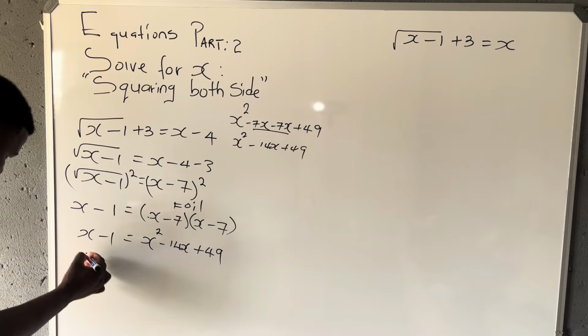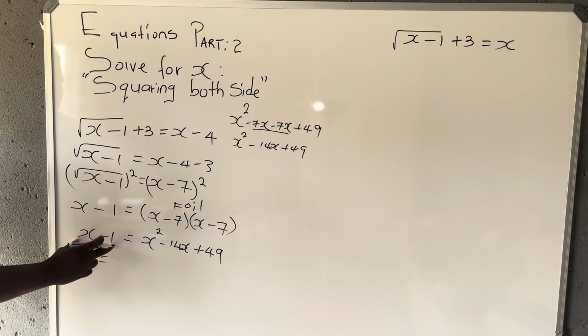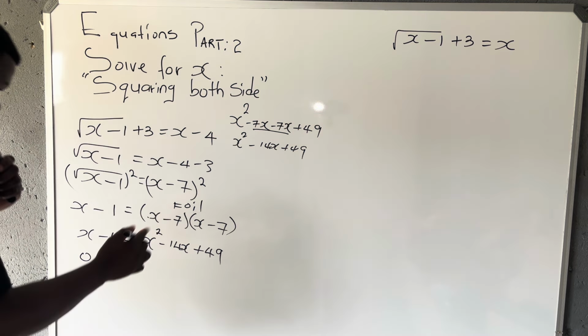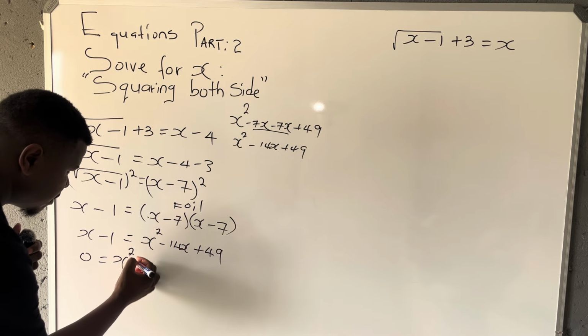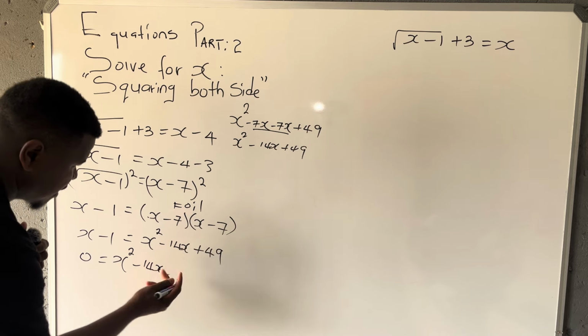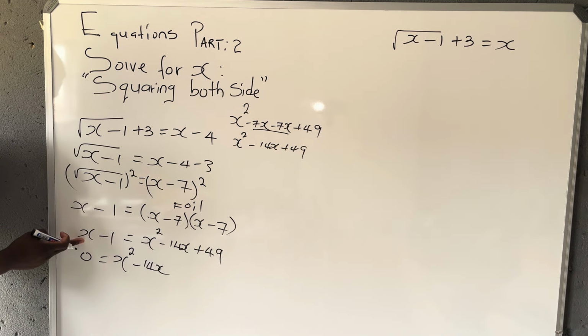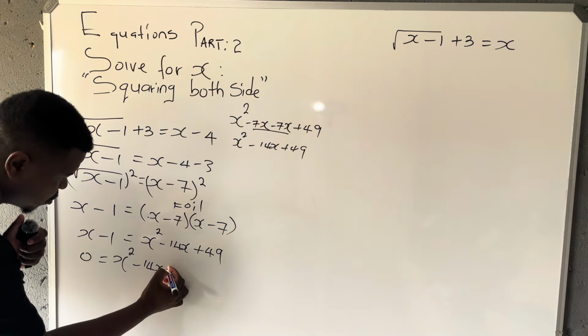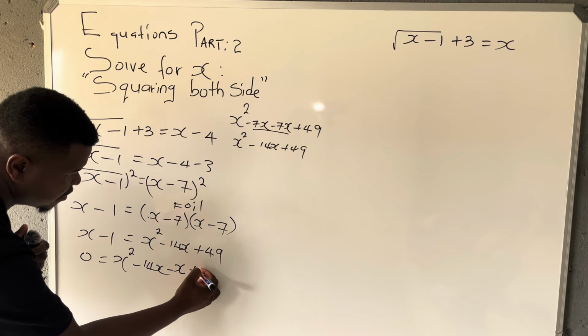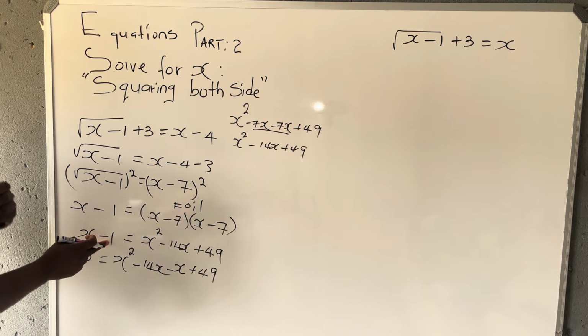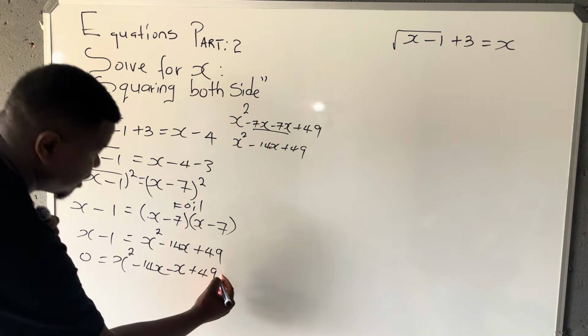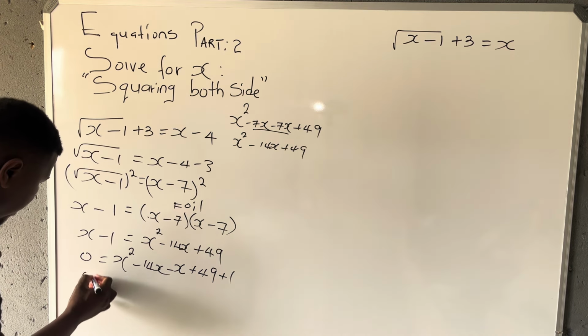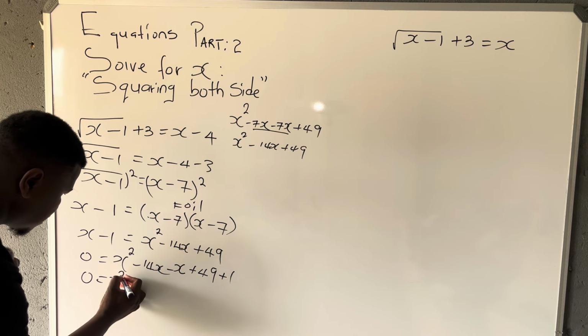Now, assuming that we are moving everything from left to right, I'm going to have x squared minus 14x. This 14x will go with 1x. From positive, it will become a negative x. Now we've got a 49. That will go with this negative 1, which is going to be a positive 1. So now I'm having something of this nature.